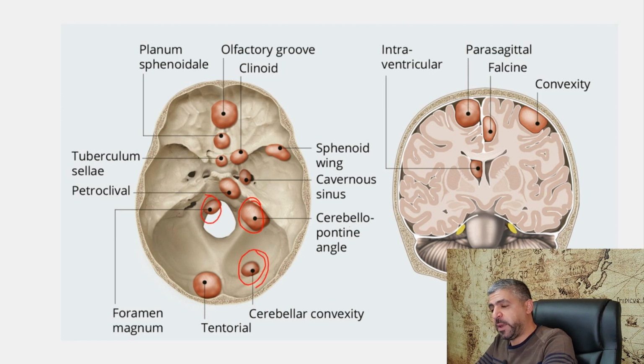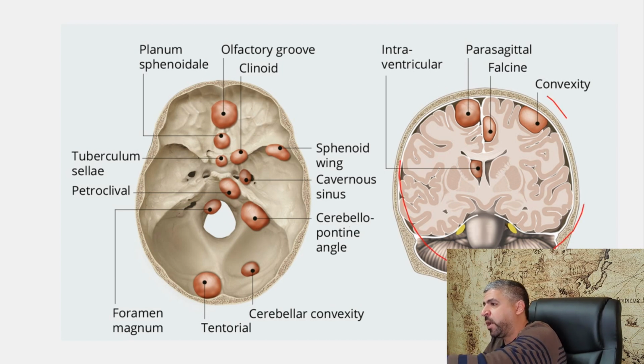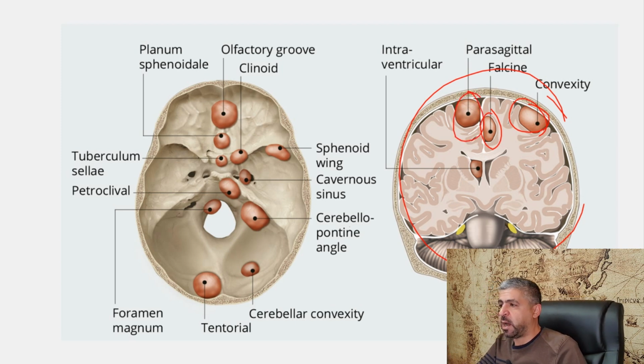Over the cerebellar convexity or tentorial meningiomas are also well-known locations. And in the coronal image here, we can see the most common type, which is the cerebral convexity meningioma, and the falcine meningioma, parasagittal falcine meningioma, are also well-recognized locations.